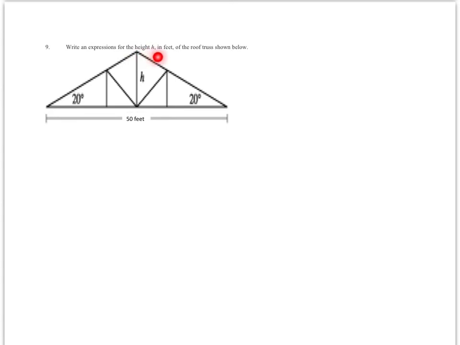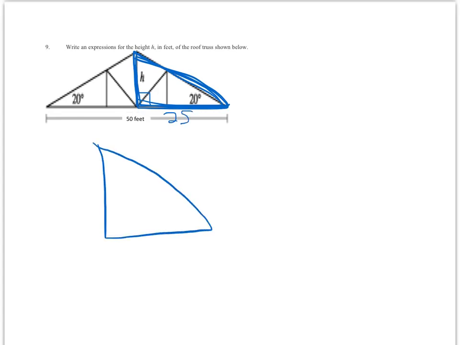Write an expression for the height, h in feet, of the roof truss shown below. Well, this is simply a right triangle. Pythagorean theorem might work, perhaps trigonometry. If this whole bottom is 50, then that makes half of this 25. So here's what our picture looks like, getting rid of all the extra stuff. That h is supposed to be here, not there.